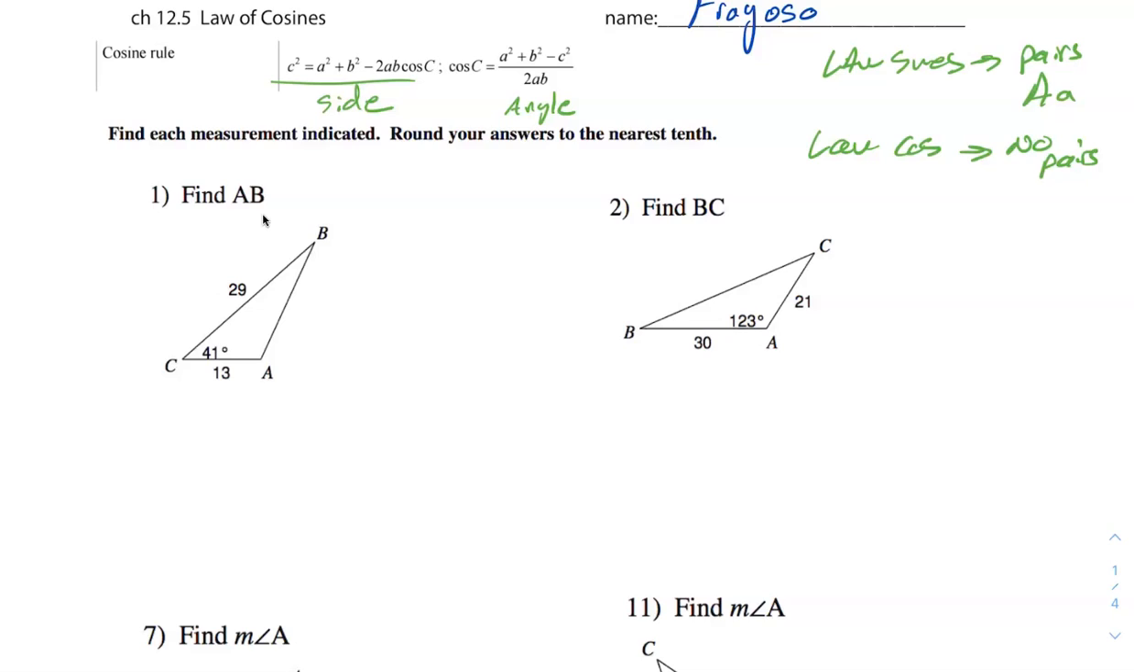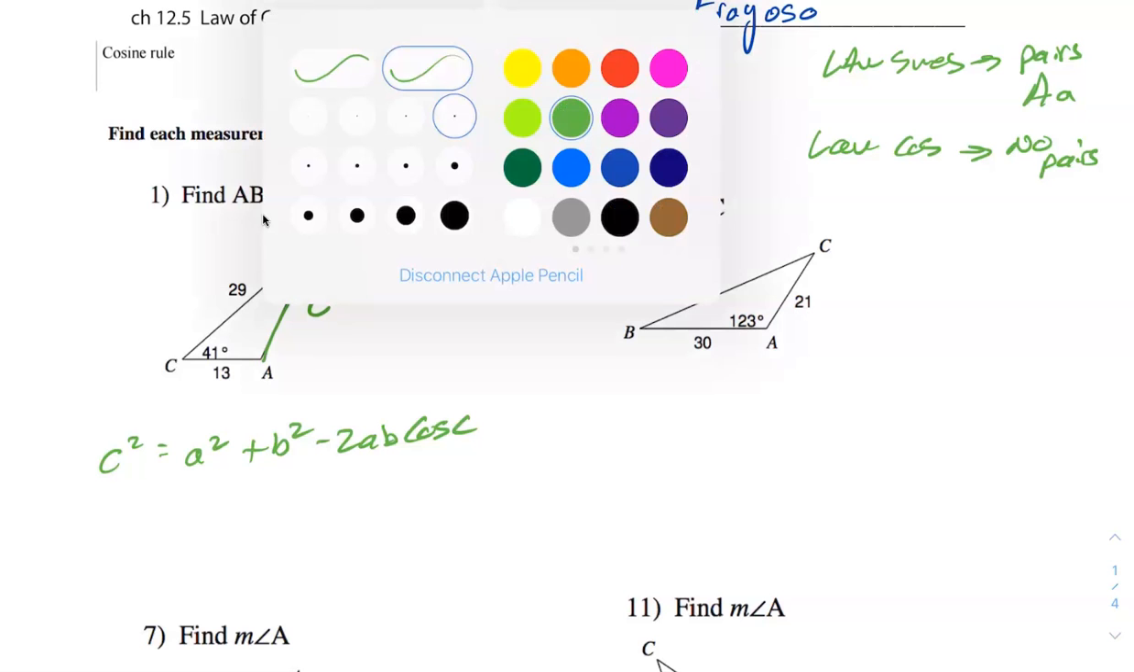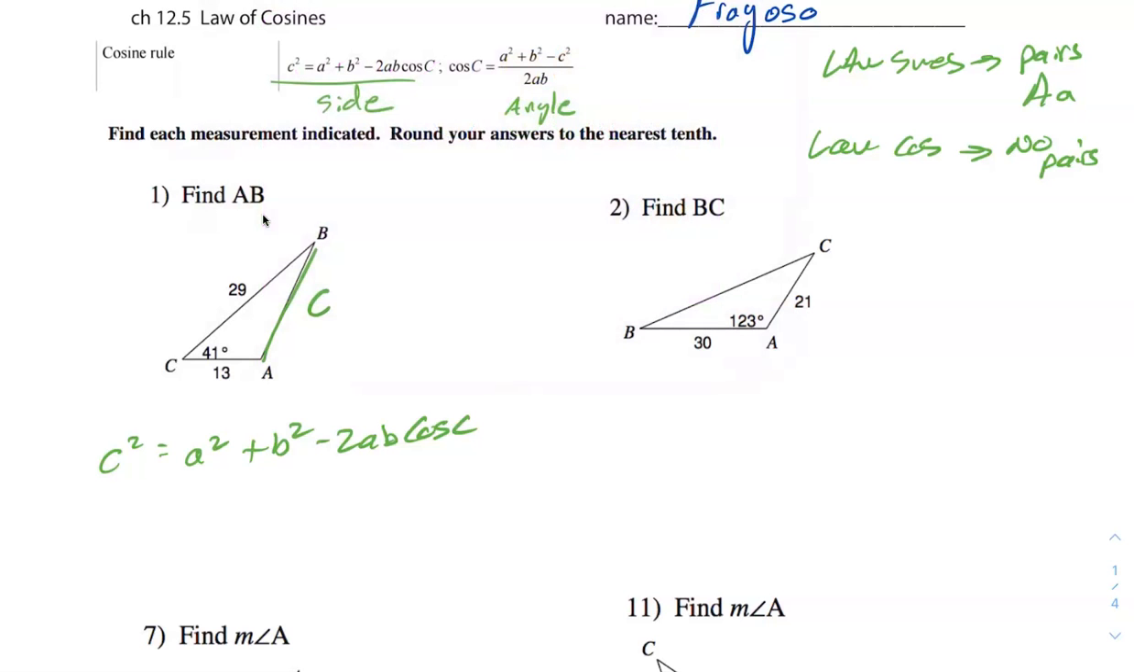Now, my trick is I don't change the formula around. Whatever I'm looking for, I just make it C squared in my head. So in this case, it works out perfectly. That is my C. Here's my capital C. That's side A and side B, even though those two really don't matter. It's all about C. So 29 squared plus 13 squared minus 2 times 29 times 13 times cosine C.